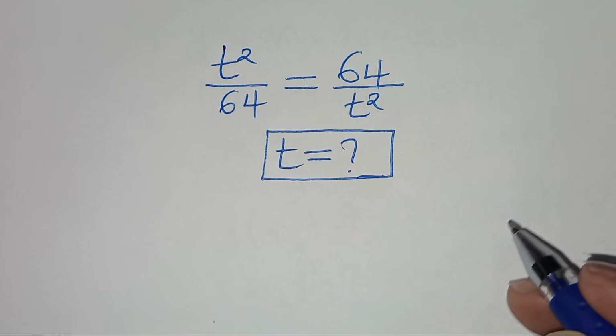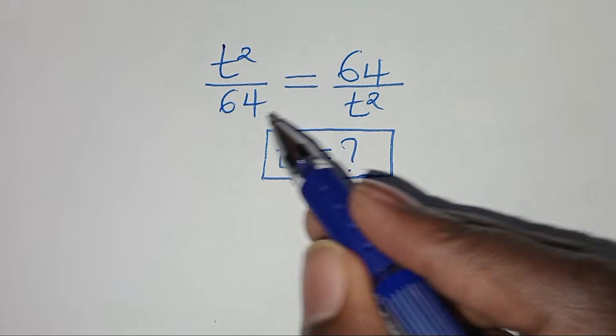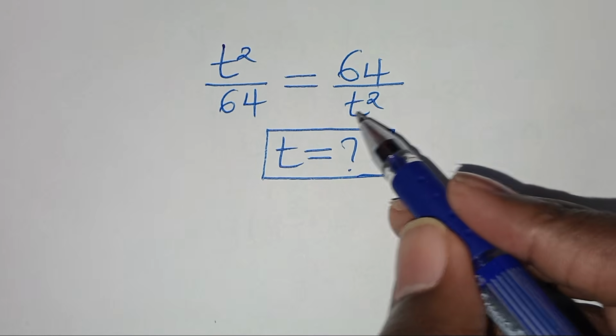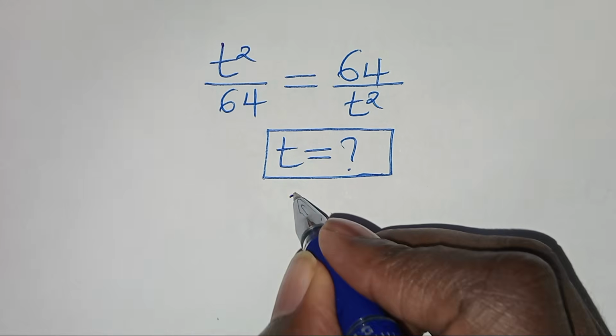Hello everyone, you're welcome to solve this nice algebra problem, which is t to the power of 2 divided by 64 is equal to 64 over t to the power of 2. What are the values of t from here? So let's provide a solution.